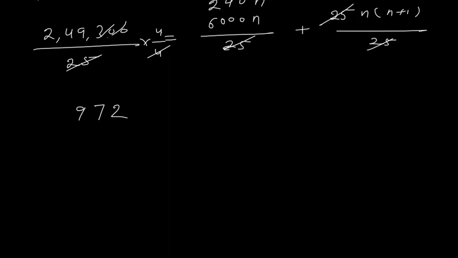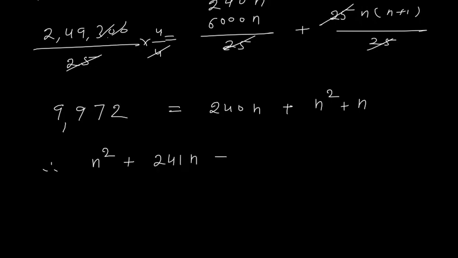So it is 9,972 is equal to 240n plus, we open the bracket, n square plus n. Therefore n square plus 241n minus 9972 is equal to 0. So we have to factorize this equation and get the answer.